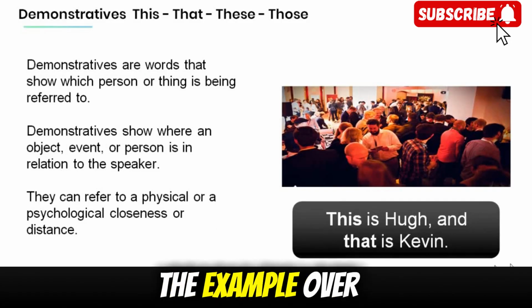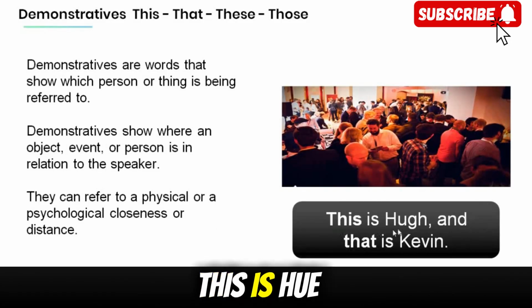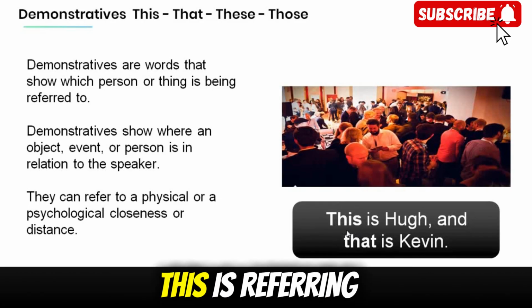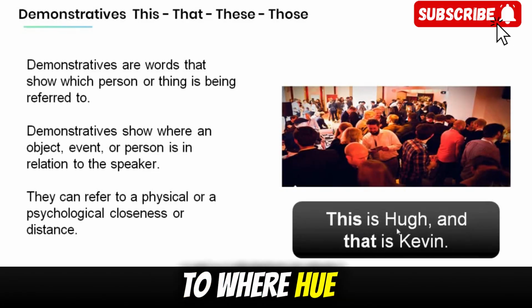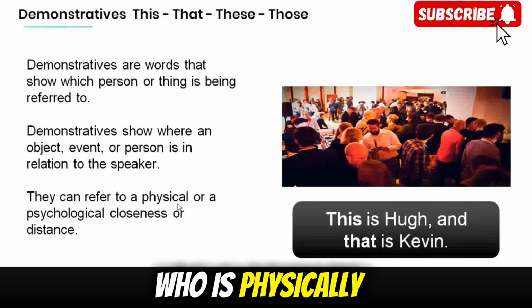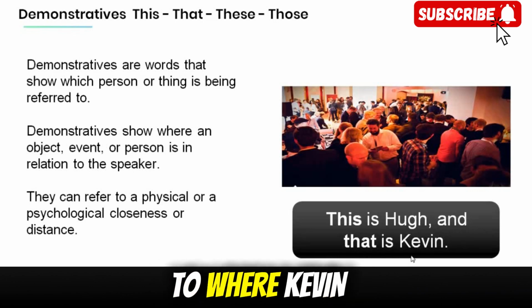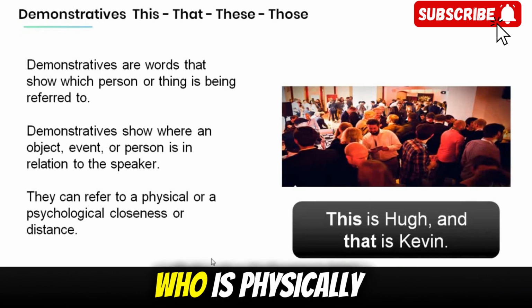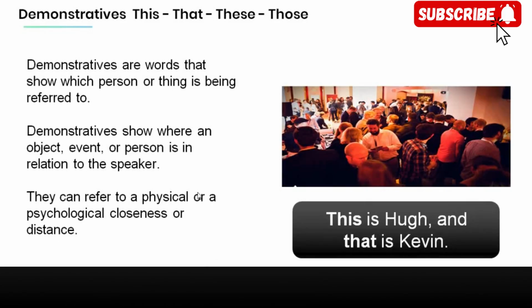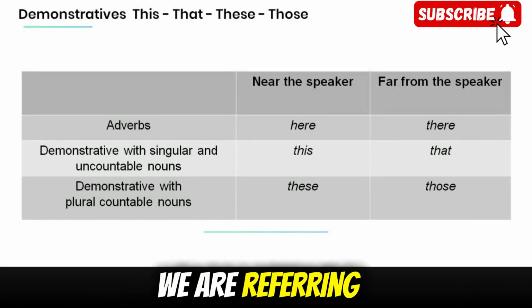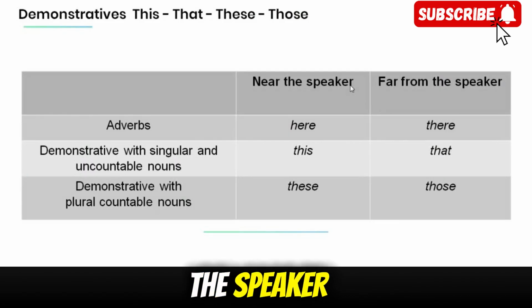Now let's have a look at the example over here. This is Hugh and that is Kevin. Now the demonstrative this is referring to where Hugh is, who is physically close. And the demonstrative that is referring to where Kevin is, who is physically distant. Now when what we are referring to is near the speaker, we use the adverb here. And when it's far from the speaker, we use there.